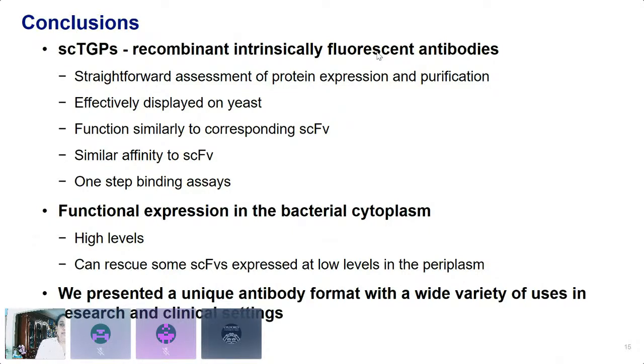I've shown you data that there is effective yeast display for SCTGP and comparable functioning with respect to scFv and comparable affinity. The fluorescence also allows a one-step binding assay, both as a purified protein as well as on the yeast. Cytoplasmic expression is the best for SCTGPs, where you can get high levels of protein, and you can probably rescue some of the proteins that have expression issues.